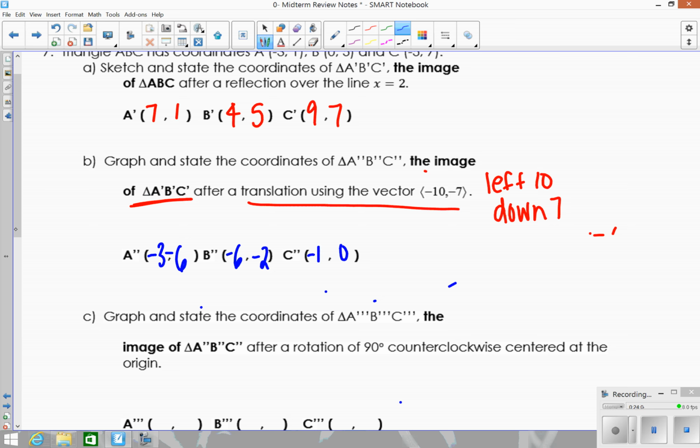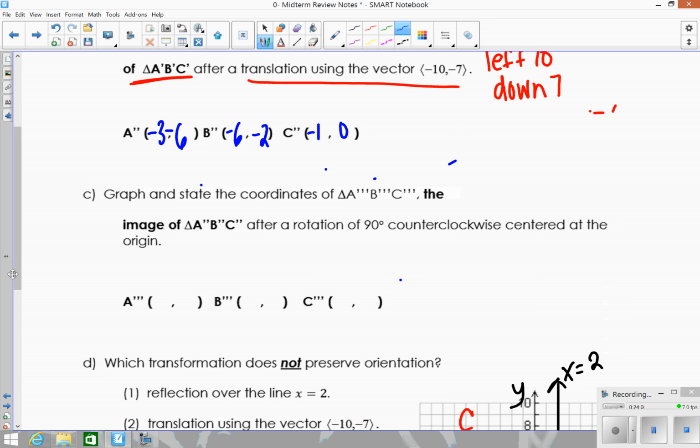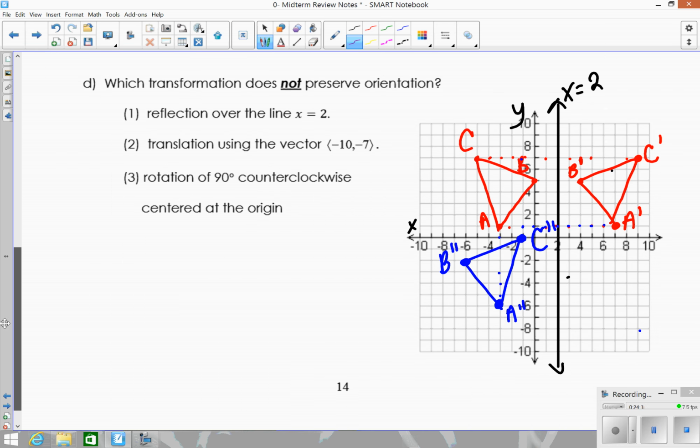So there's that one. Part C is wanting us to find triple primes, which is the image of the double prime. So using the blue triangle after a rotation of 90 degrees counterclockwise centered at the origin. So for this one, I'm going to use the blue triangle. My center is at the origin, and I'm going 90 degrees. So 90 degrees tells me one quadrant. And then counterclockwise is the direction.